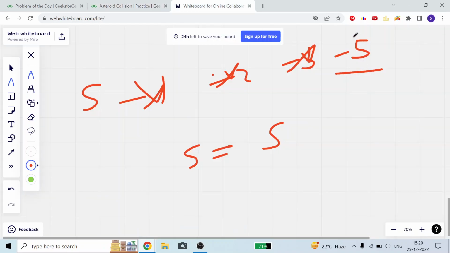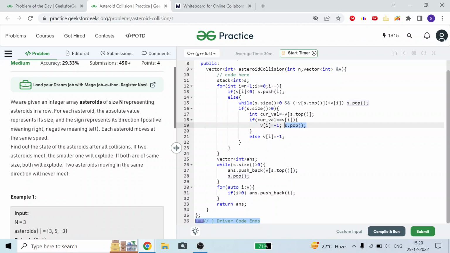So we will change all, this is for the positive and this is for the negative element. Now else, suppose it is -8, so 8 is greater than 5, so what does it mean? The positive element will explode and the negative will remain as it is. So we will just change v[i] to -1 and the stack will remain as it is. We are not going to change the stack. Now after doing all the iterations, we will take a vector of answer. Now while I have some negative elements remaining, answer.push_back the ith negative element and remove that particular one from our stack.